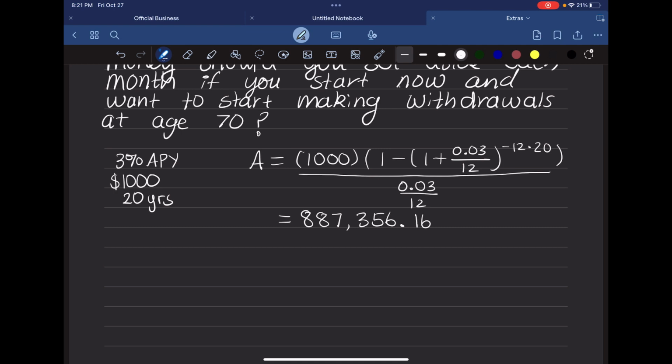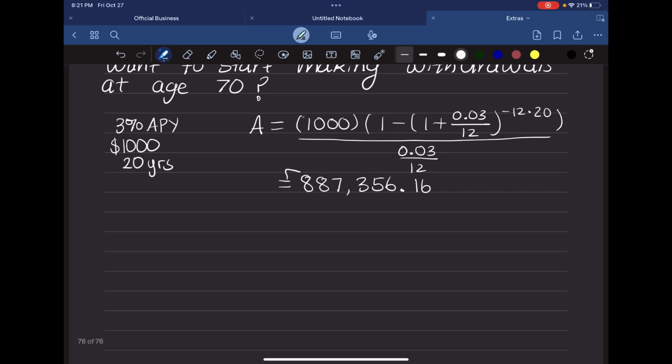$887,356.16. And so this is how much we need to save up by the time that we're 70, basically. So we want to save this up.